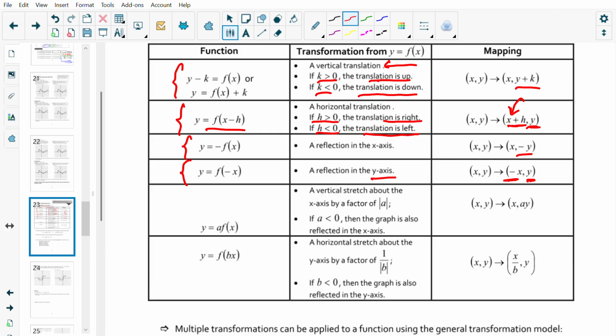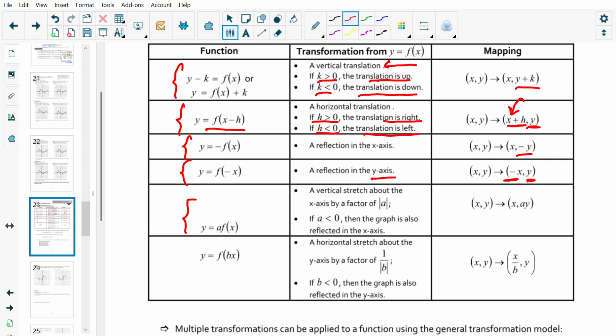Okay, stretches. Y equals a f of x, a vertical stretch about the x-axis by a factor of absolute value of a. Okay, so you must state it as a vertical stretch about the x-axis by a factor of 1/2, or a vertical stretch about the x-axis by a factor of 3. If a is less than 0, we treat the factors separately, hence the absolute value sign. We treat the factor separate from the reflection.